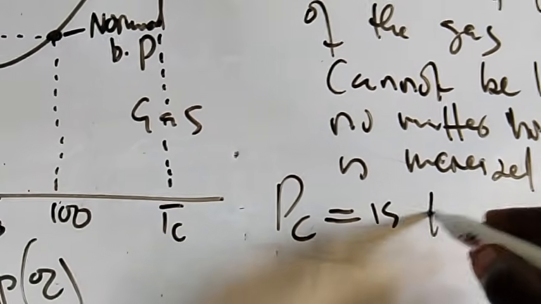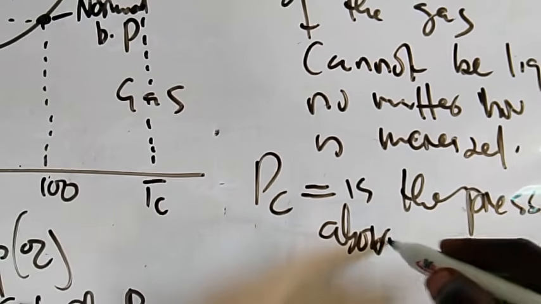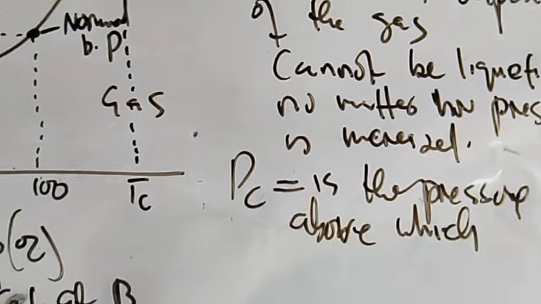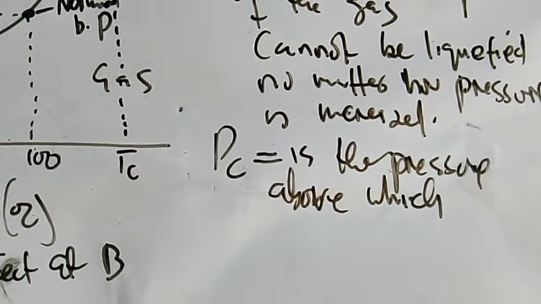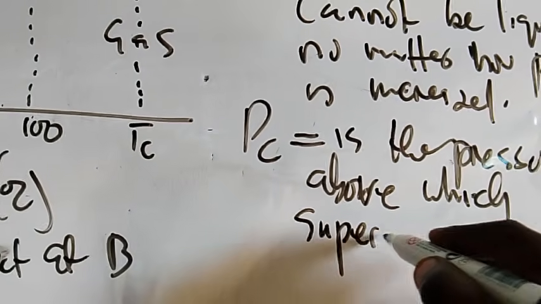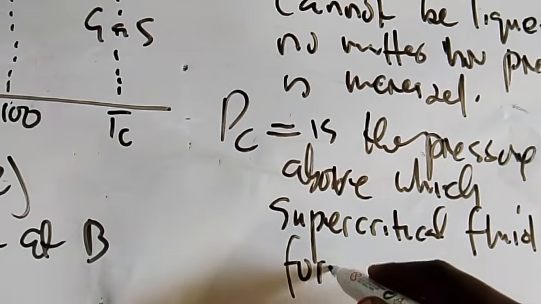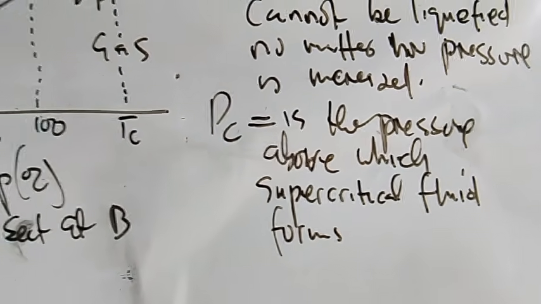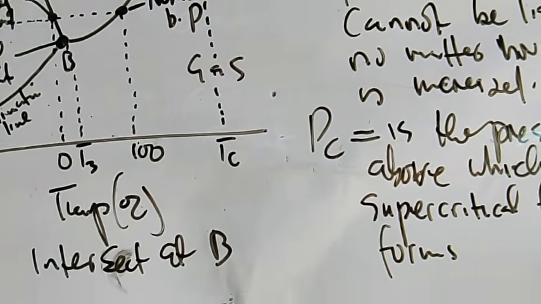Then PC, that is critical pressure. Critical pressure is a pressure above which supercritical fluid forms. So it means gas and liquid coexist at equilibrium.